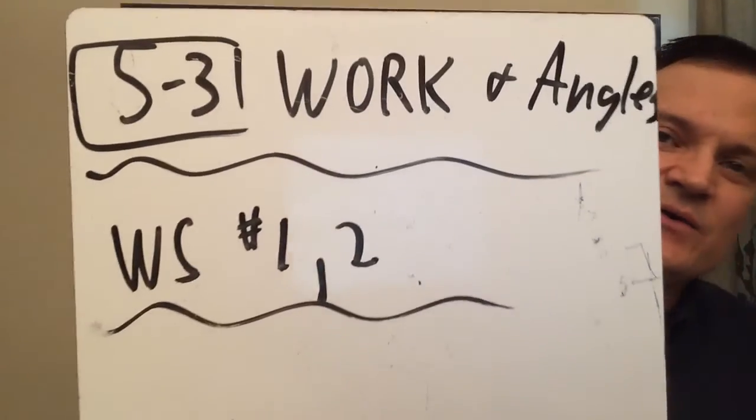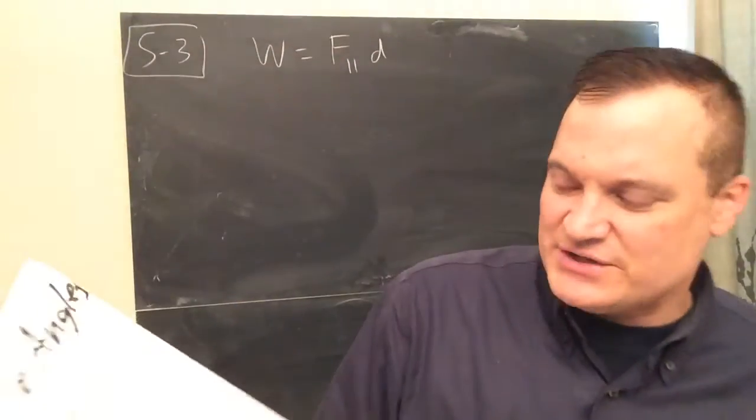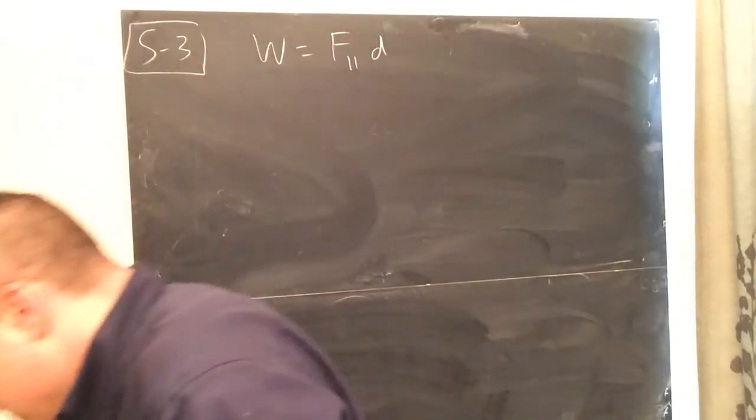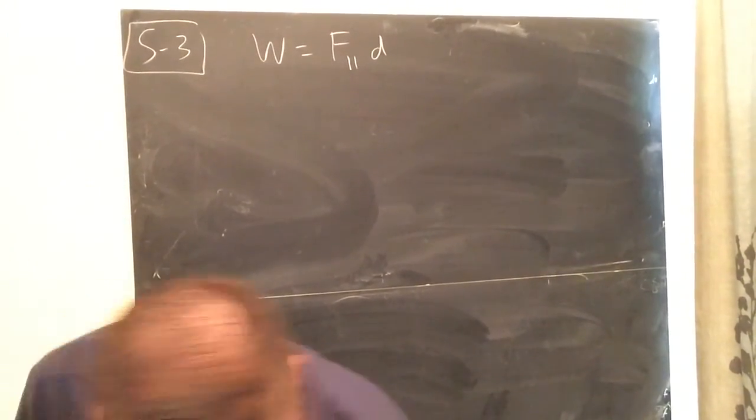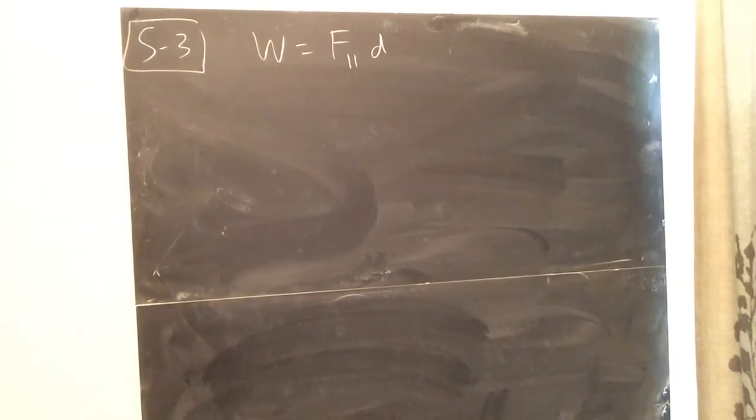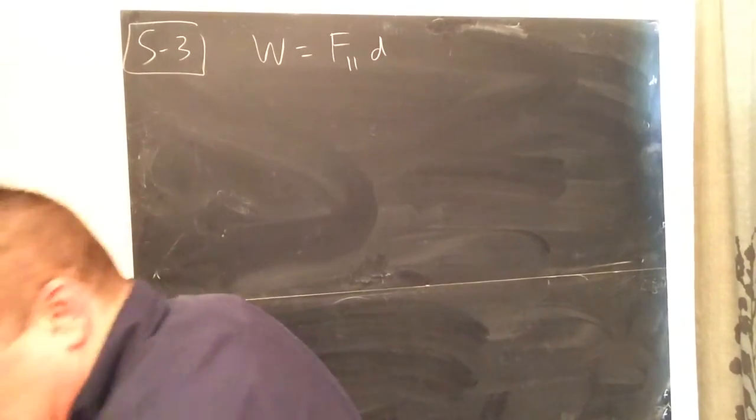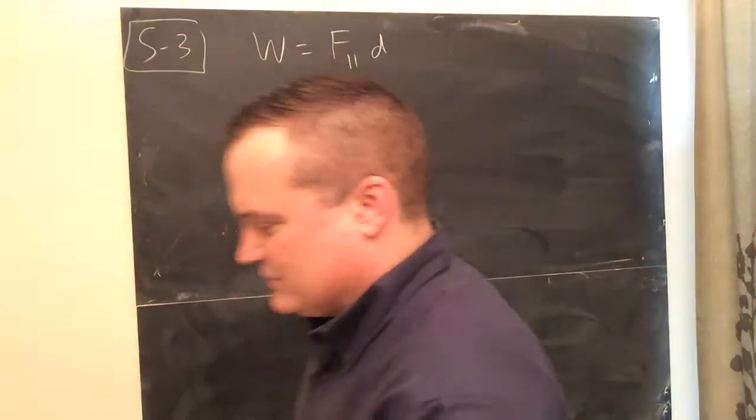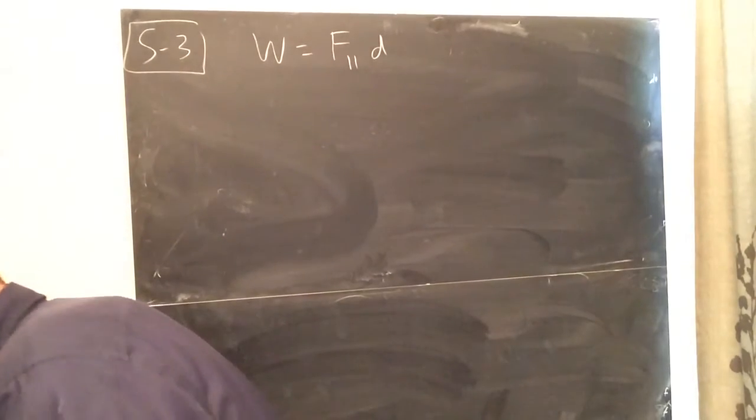All right, work in angles, 5-3. On the worksheet, you're just going to do number 1 and number 2. This is something where we're able to put together information from the past chapters. It ought to make sense pretty well how you're doing it.